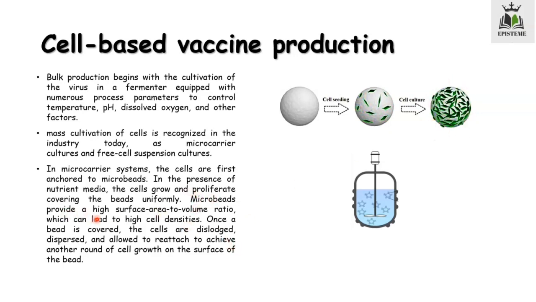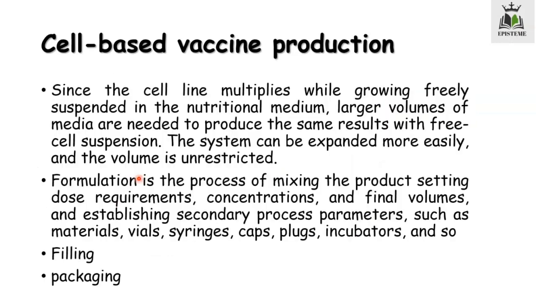These microbeads provide a very high surface area to volume ratio, which can lead to high cell densities. Once a bead is covered, the cells are dislodged, dispersed, and allowed to reattach to achieve another round of cell growth on the surface of the bead. Once this bead is covered, we take out all the viruses, and then the bead is ready for reuse. This is how the microcarrier system works.